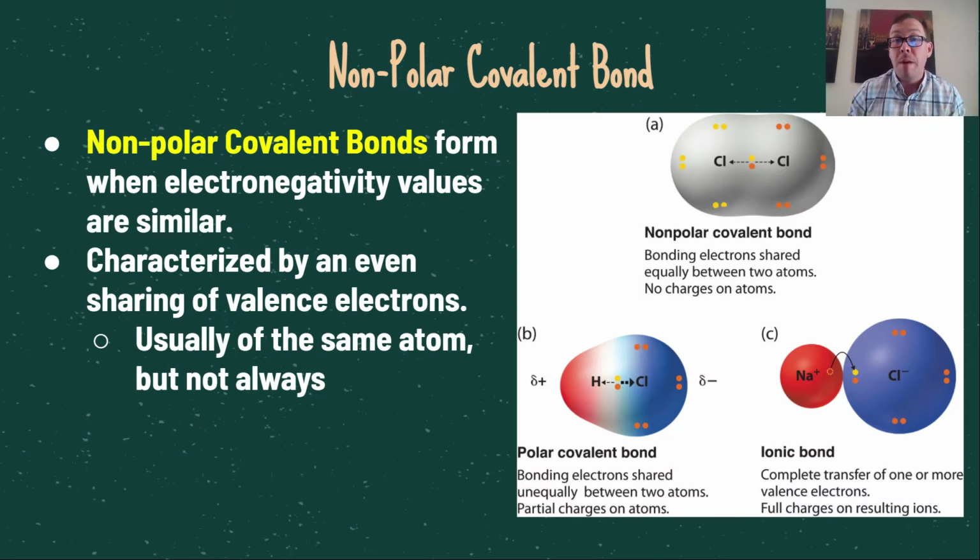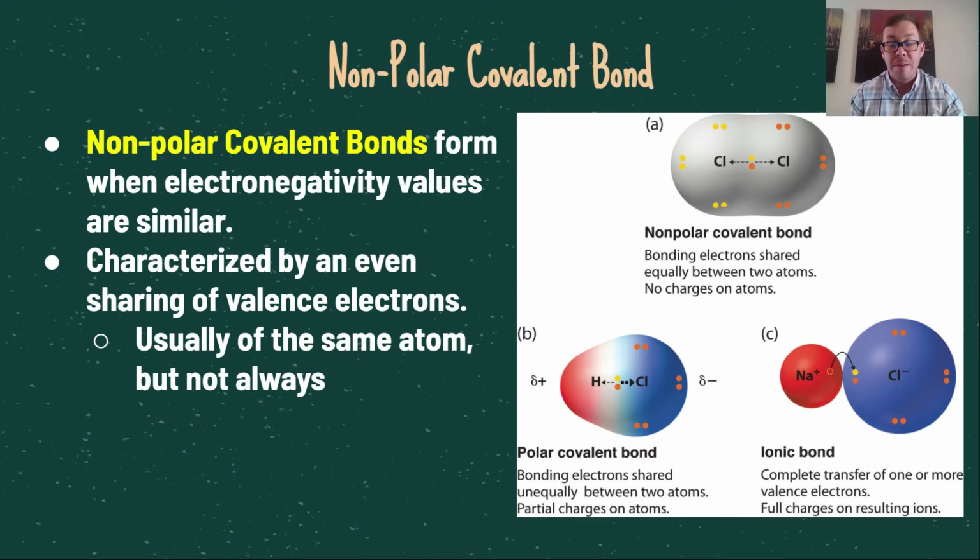So first off, let's start by talking about covalent bonds, specifically non-polar covalent bonds. Now, when we refer to polarity, we're simply referring to the distribution of electrons. Bonds that are polar are going to have an uneven distribution of electrons, where non-polar covalent bonds are going to have an even distribution or even sharing of that pair of bonding electrons. So non-polar covalent bonds form when electronegativity values are similar. This is characterized by an even sharing of electrons.